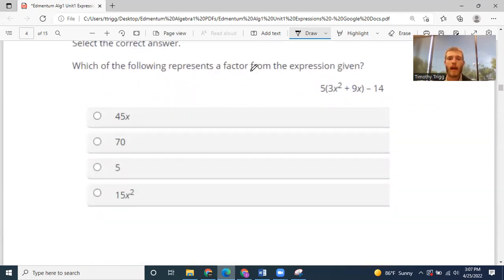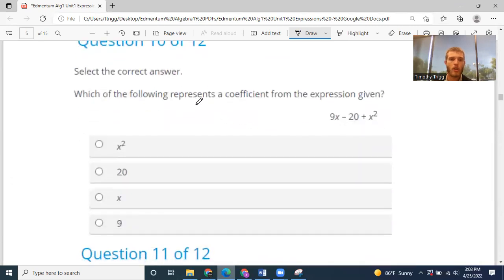Which of the following represents a factor? So again, factors are multiplied together. In this case, the only things that are multiplied together are the 5 times this thing, 3x squared plus 9x. So 5 is a factor, and 3x squared plus 9x is a factor. 5 is a factor. Which of the following represents a coefficient? So a coefficient is right up against a variable. So it's a number multiplied by the variable. In this case, 9 is the coefficient here because it's right up against that x.